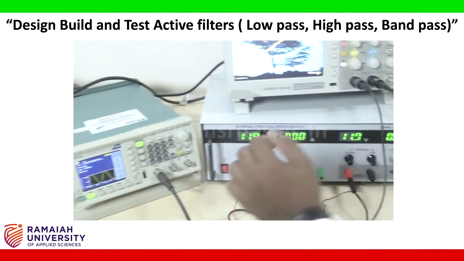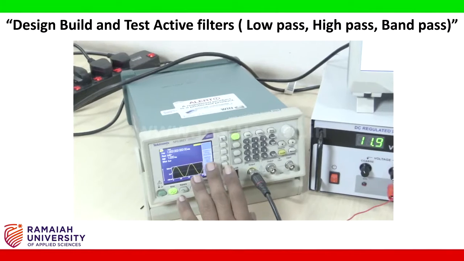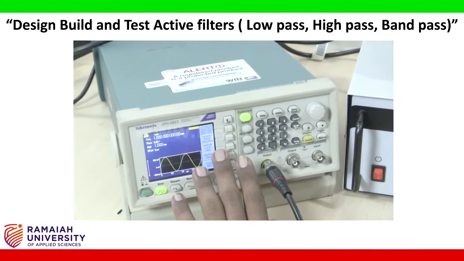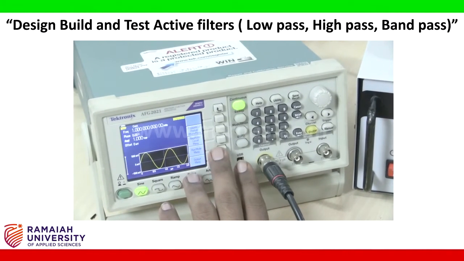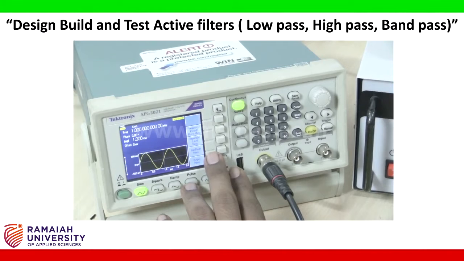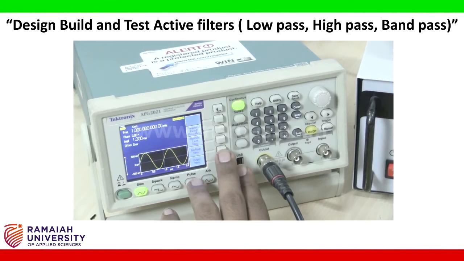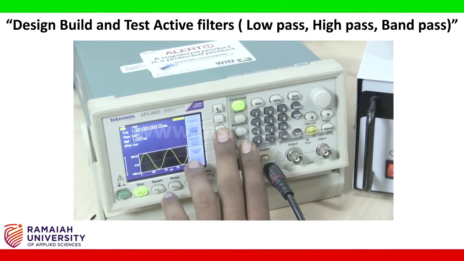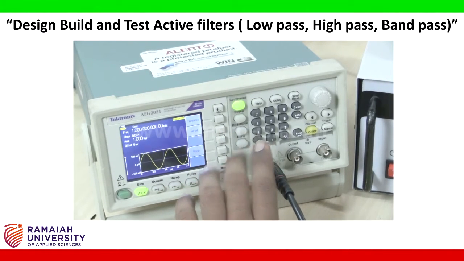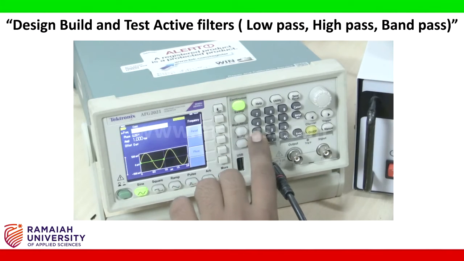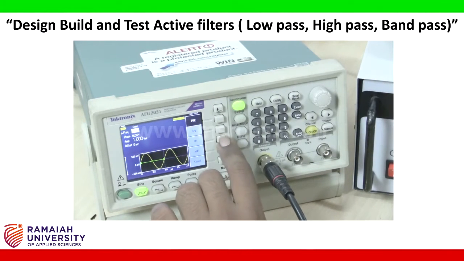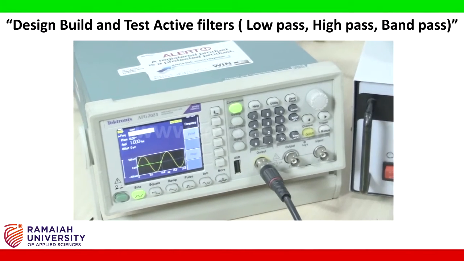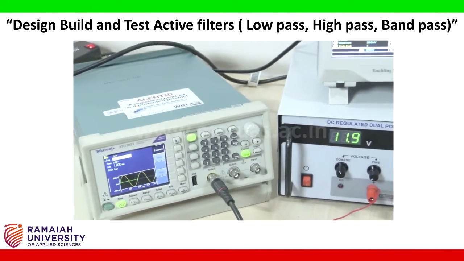I want to set the frequency. We are designing this for 1 kilohertz cutoff range. So approximately we can get around 1.4 kilohertz as a critical frequency in the circuit. So now I'm going to set this frequency first. Frequency to 100 hertz I will give first. Switch on the input signal.